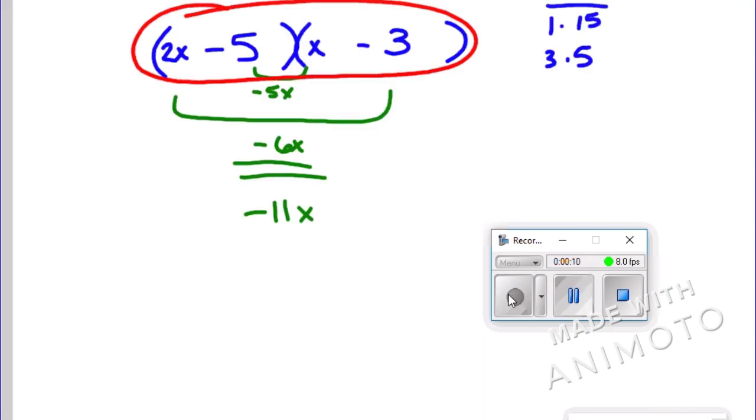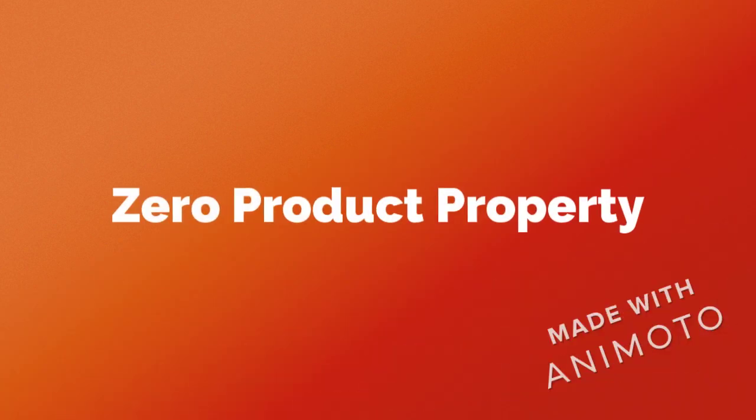For starters here, I'm going to have you go ahead and warm up by factoring that quadratic expression. So go ahead, pause the video and do that now. You can kind of see my work there if you missed it, but you basically should have gotten 2x minus 5 times x minus 3, or x minus 3 times 2x minus 5.